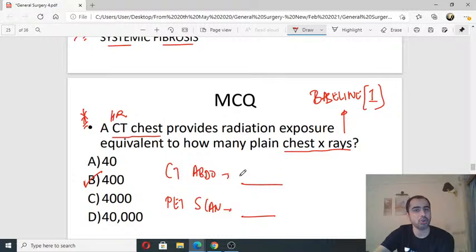CT abdo. No, answer is not in one of these. Unfortunately, its answer is not in one of these. CT abdo is a little more than a CT chest, so it is 500. How much is PET scan? Anybody? How much is PET scan?